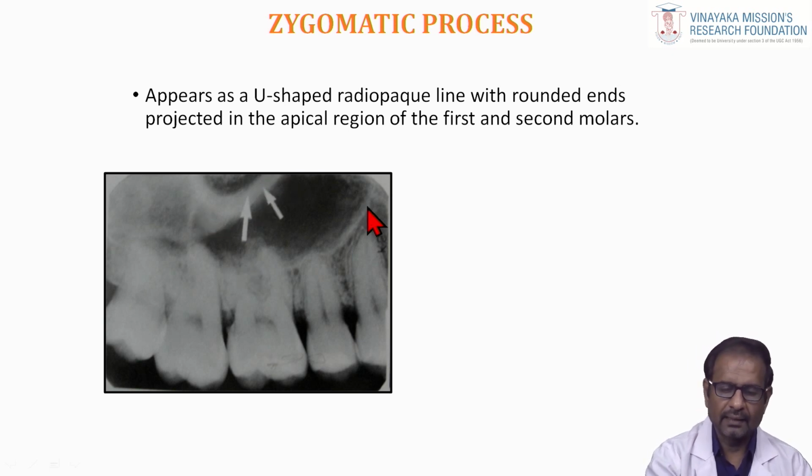The thick U-shaped radiopaque line is the zygomatic process. There is another line, the maxillary sinus, which is often confused with it. The maxillary sinus is a thin radiopaque line. This is the thick V-shaped radiopaque line. This is the zygomatic process.